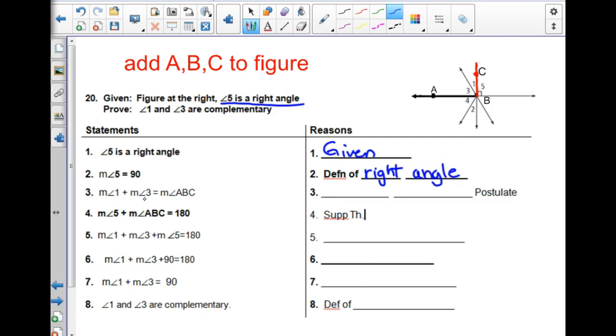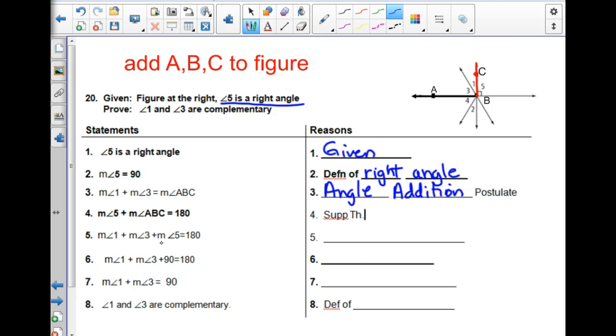If you take angle 1 plus angle 3, you would get angle ABC, and that's by the angle addition postulate. They're angles, and you are adding them. Now, if you took angle 5 and angle ABC, by the supplements theorem, since this is a straight line, you get angle 5 plus angle ABC is 180.